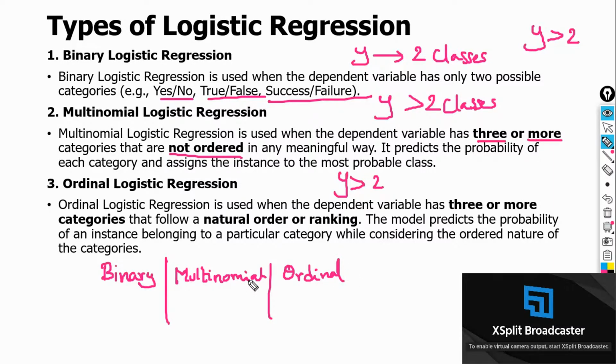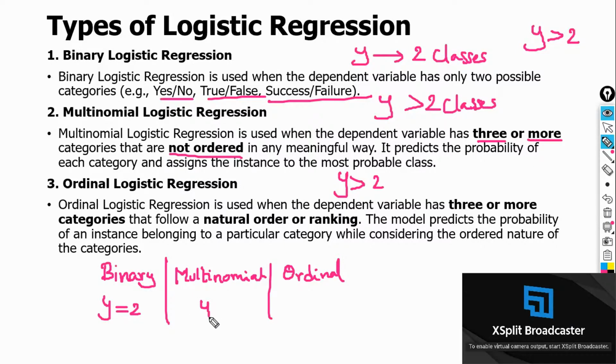Binary, multinomial, ordinal. If the classes under the y column, if we have exactly two classes, then we go and use binary logistic regression.